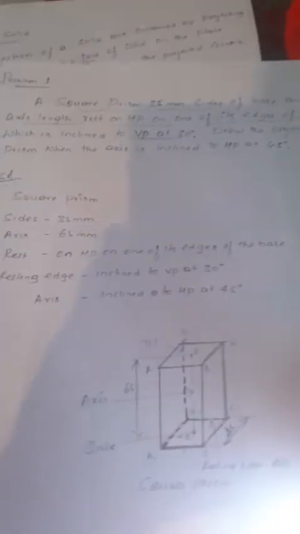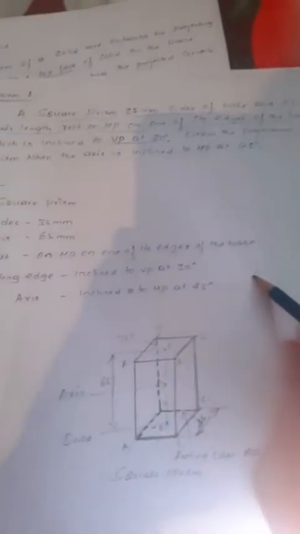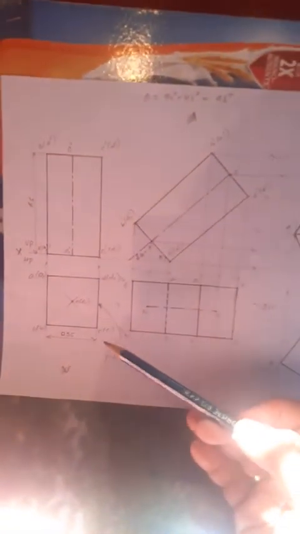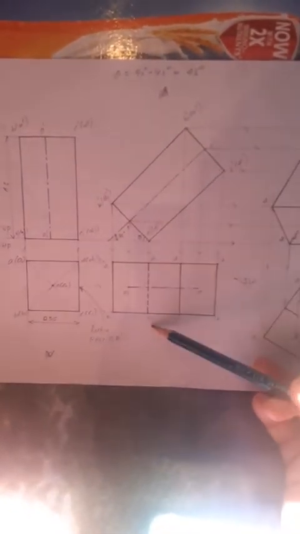Now what is the third condition given? The first condition was the resting edge on the first position. The second position is over. The third position: the resting edge inclined to VP at 30 degrees. Which is the resting edge? The resting edge is C1 D1. This resting edge C1 D1 is inclined at 30 degrees to VP.